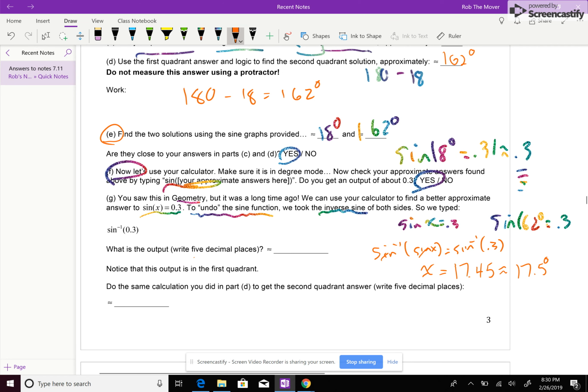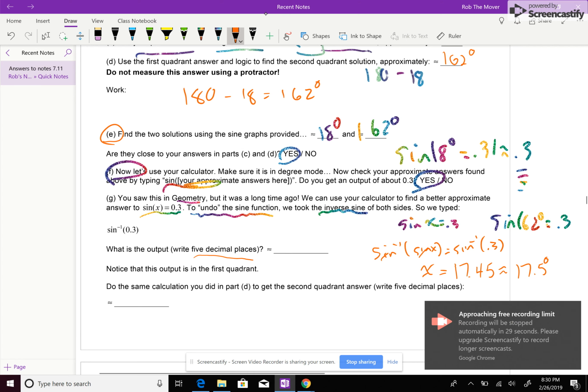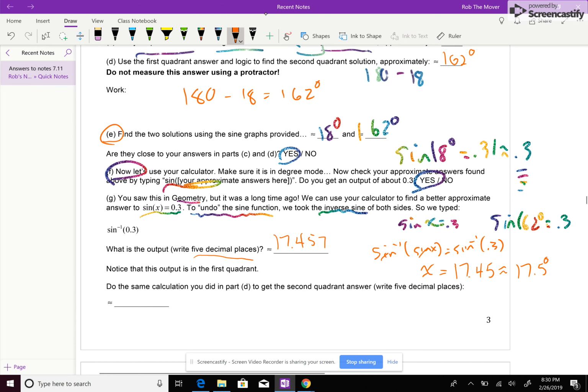If we round to 5 decimal places, it's 17.45760 degrees. Now, notice our calculator only gives us the one angle. It only gives us one angle that is equal to 17.45 something.